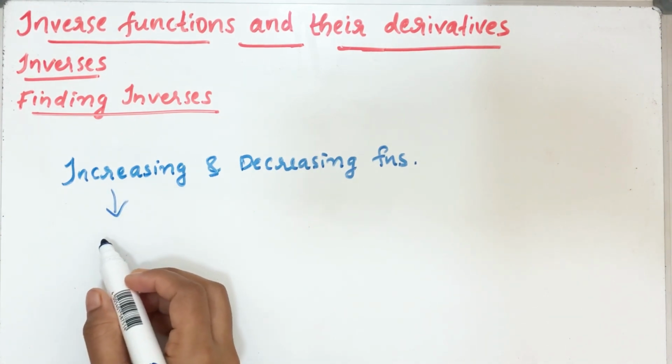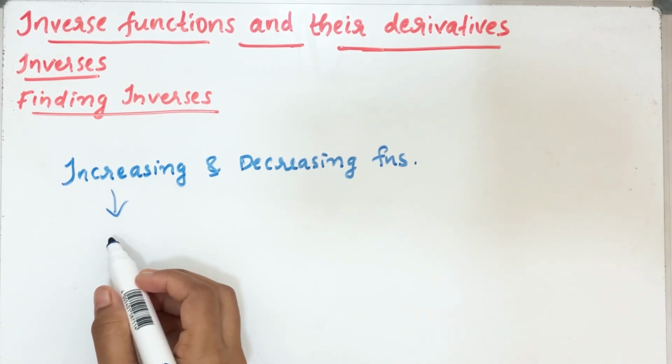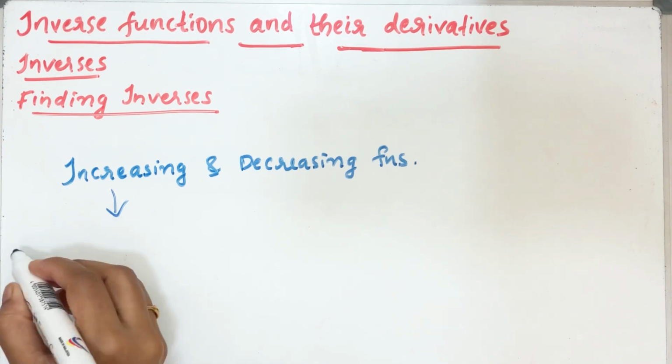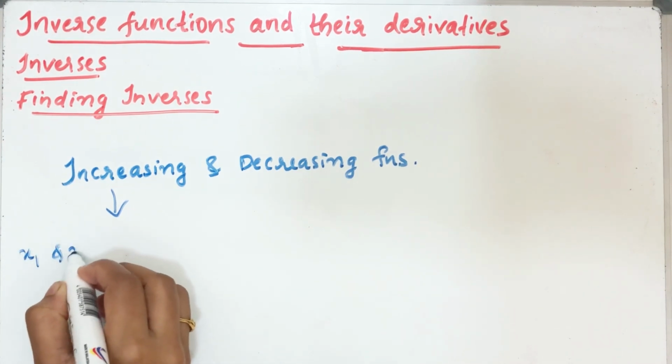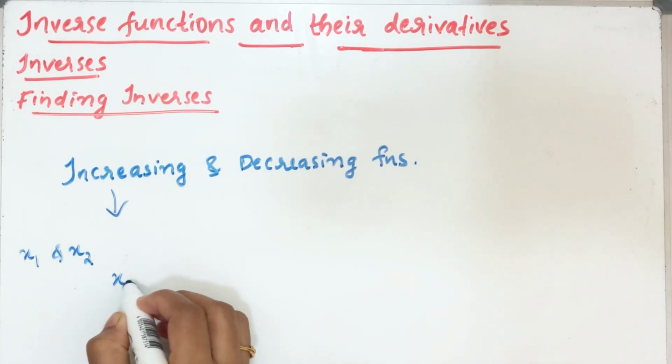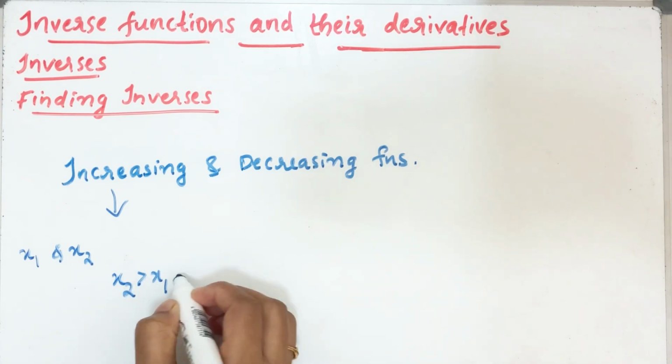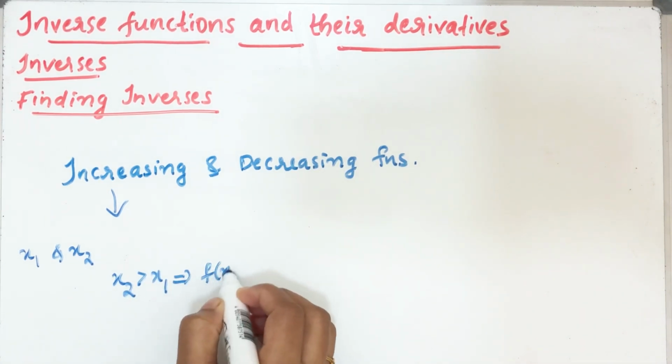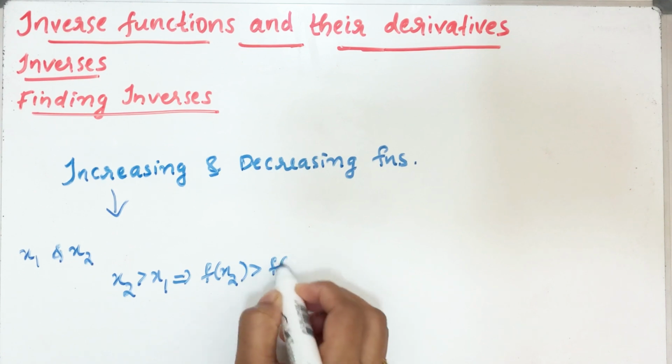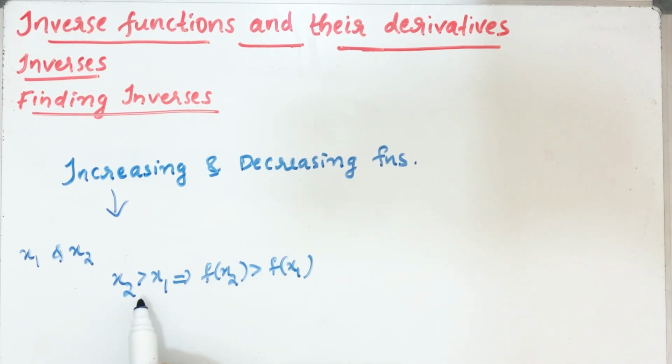A function f of x increases on an interval I if for any two points x1 and x2 in I, x2 greater than x1 implies f of x2 greater than f of x1. Or we can say if x1 less than x2, then f of x1 less than f of x2. That is an increasing function.